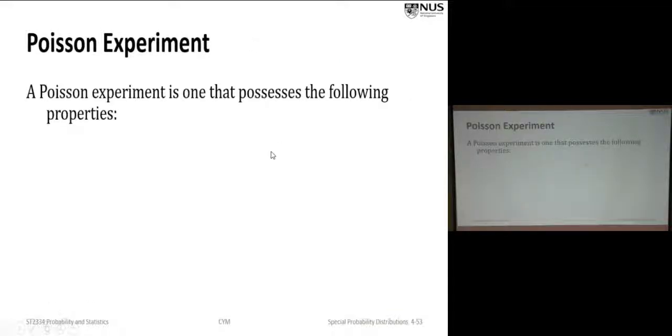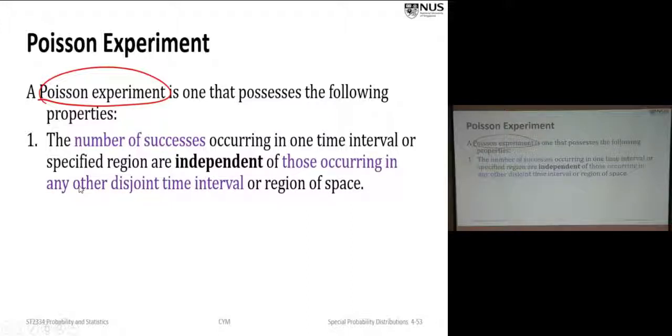To be more strict, Poisson experiments consist of the following properties. First of all, the number of successes occurring in one time interval are independent of those occurring in other disjoint time intervals or regions of space. In other words, if this is my interval, I divide it into sub-intervals. The number of occurrences over this interval is independent of how many occurrences are in other intervals.